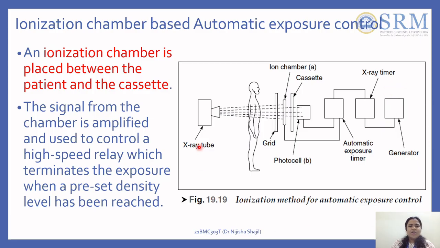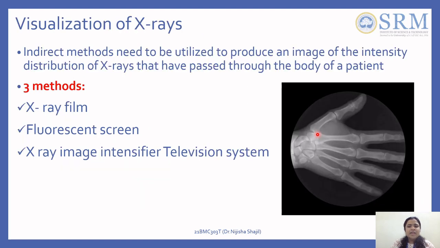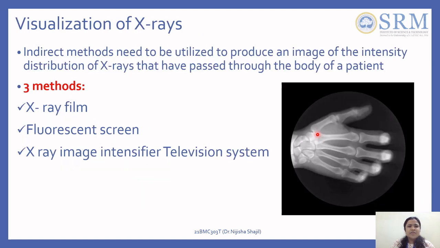That's all. So what happens is, after some time, you know that X-rays started coming out, and after some time you switch it off. So this is another type of automatic exposure with the help of an ionization chamber. Let us go to the next topic, which is visualization of X-rays.